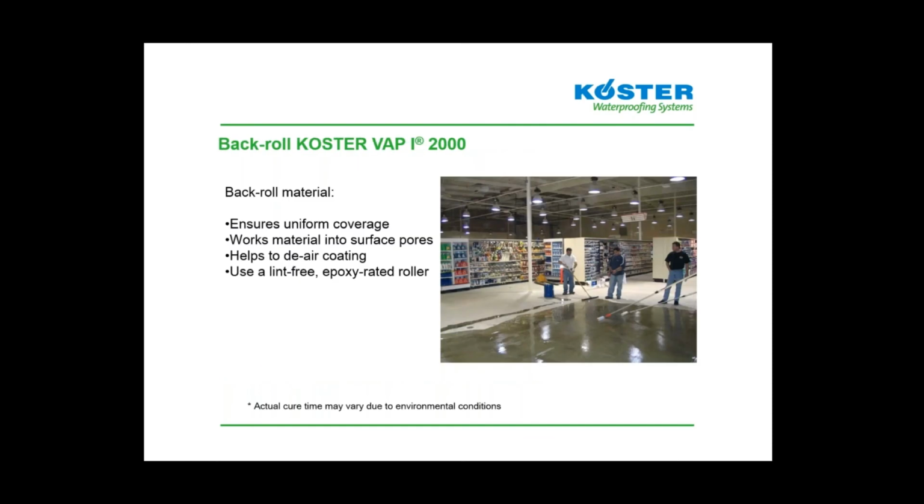After the coating has been squeegeed out, it is back rolled to ensure uniform coverage, to work material into the surface and de-air the coating. Anytime we are back rolling, we use, first of all, epoxy rated nap rollers, normally like a 3/8 inch nap roller. And we want to delint those beforehand to ensure that no wicks or hairs or any kind of lint from the roller gets into the wet coating and cures in that coating.